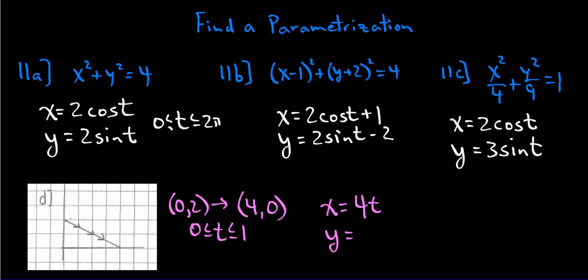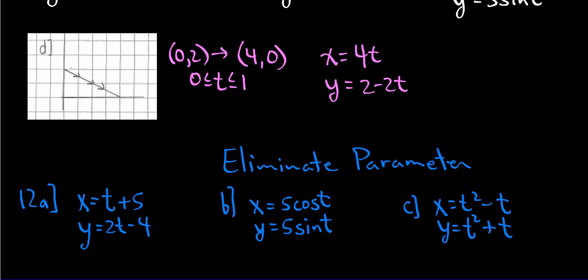Now, as far as the y goes, I want it to start off being 2 when t is 0, but 0 when t is 1. So maybe 2 minus 2t, like that. That would do it. So there I have found a parametric representation for each one of these curves.